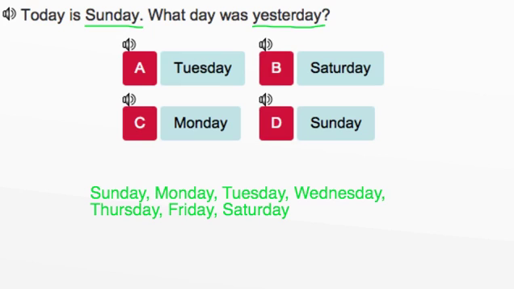Now, remember, today is Sunday. We're looking for the day that was yesterday, or the day that comes right before Sunday. Well, the day that comes right before Sunday is the last day of the week, Saturday, because once you get to Saturday, you'll then go to Sunday. So Saturday was yesterday, and we can pick B, Saturday, as our answer.